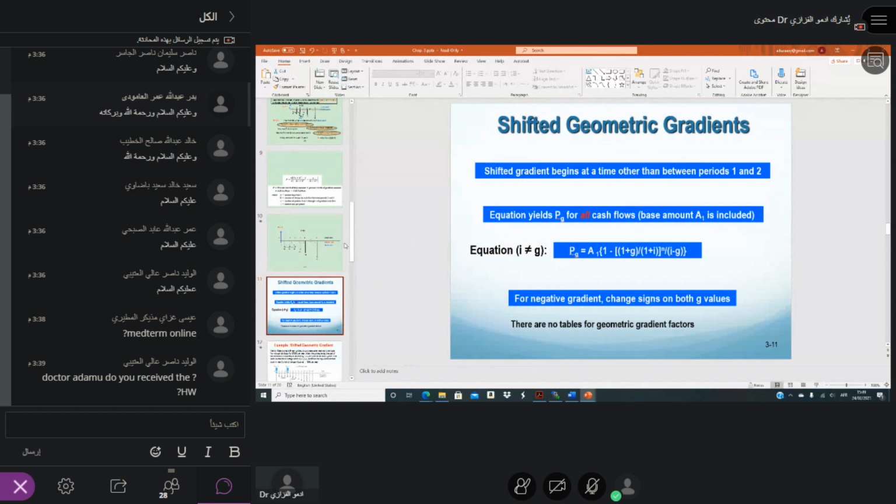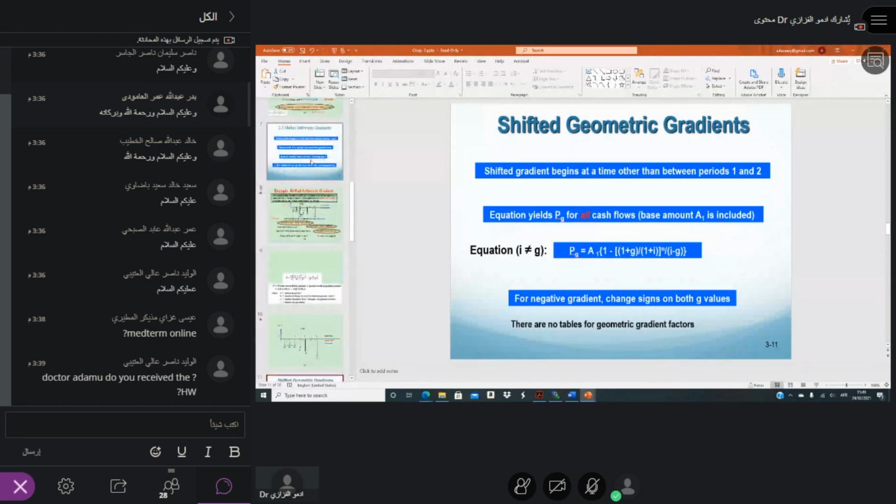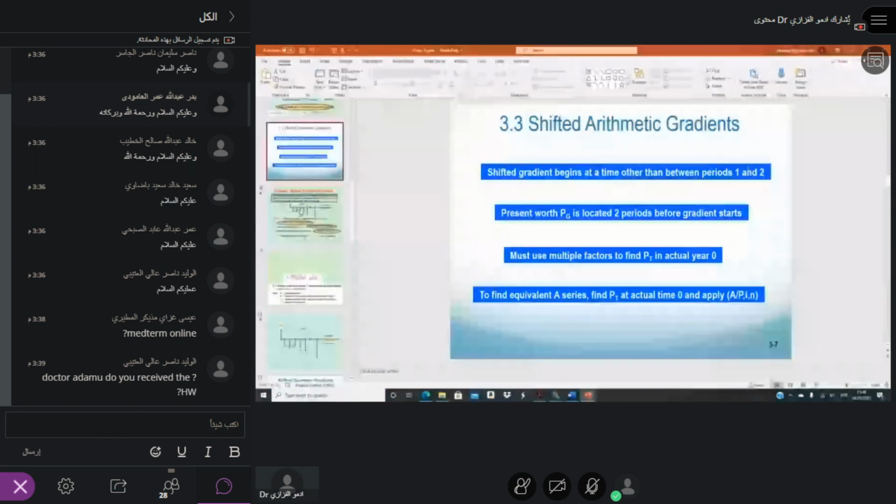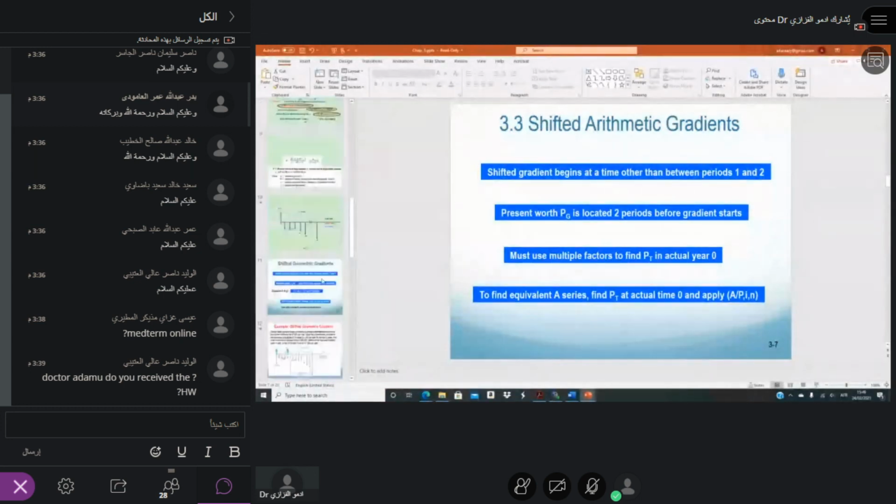So now we look at shifted arithmetic gradient. This is shifted geometric gradient. If it is a geometric sequence, it is increasing by a percentage instead of a uniform number. So last time with the arithmetic gradient, we said it is increasing by $5. Now this one will be telling you it's increasing by 12% or 13%. Okay. So shifted gradients begin at a time other than period 1 to 2. It's the same thing as what we just saw here. It begins from a period other than period 1 and 2. So that is why it is shifted, yeah?